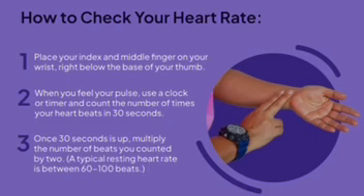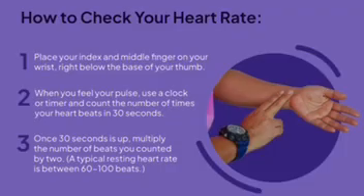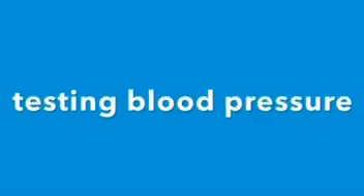When you feel a pulse, use a clock or a timer and count the number of times your heart beats in 30 seconds. Once 30 seconds is up, multiply the number of beats you counted by 2. A typical resting heart rate is between 60 to 100 beats per minute.